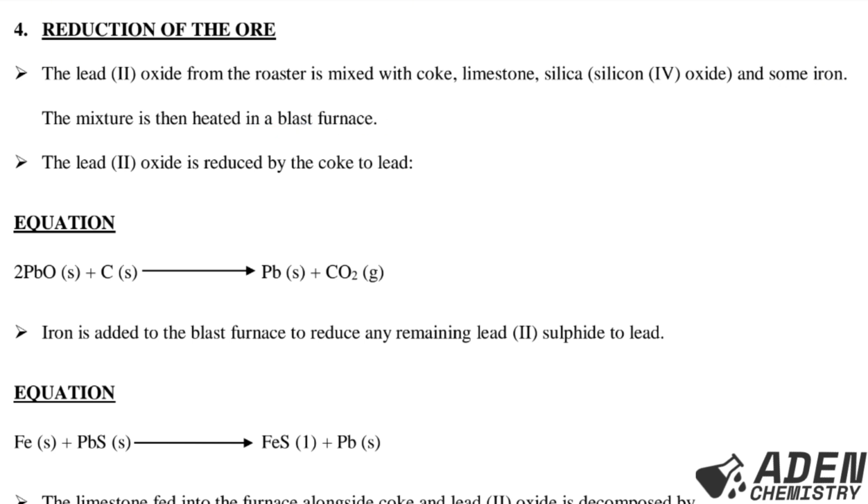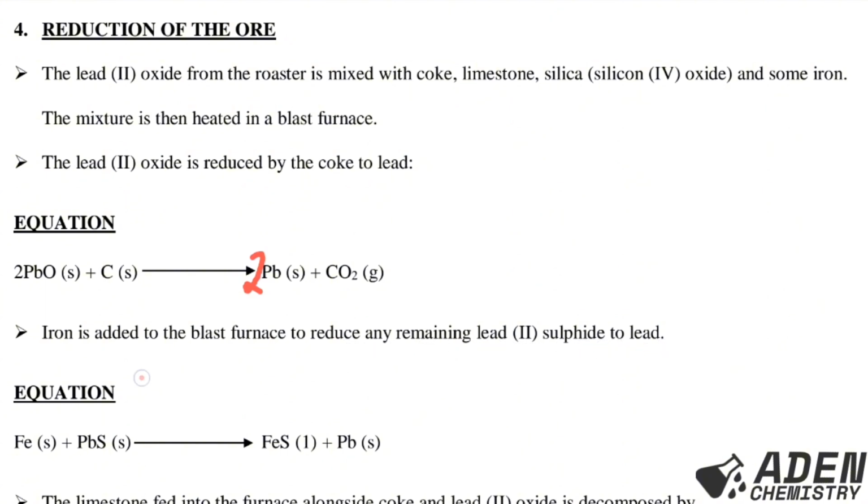So next we are saying the lead 2 oxide is reduced by the coke to lead, and the equation for that reaction will be 2 moles of lead 2 oxide solid reacting with 1 mole of coke or carbon which is solid. We are going to get 2 moles of lead solid, and also we are going to get carbon dioxide gas. So next we are saying iron is added to the blast furnace to reduce any remaining lead 2 sulfide to lead.